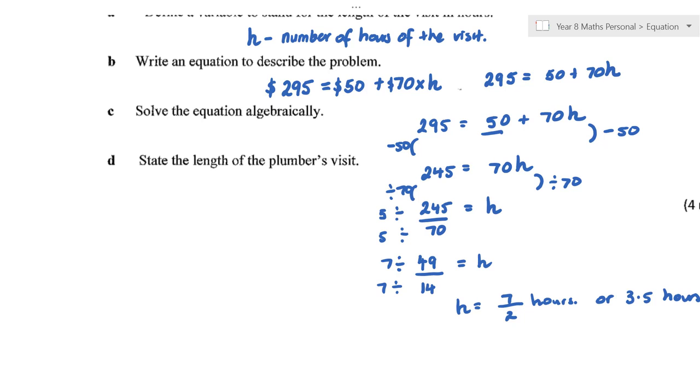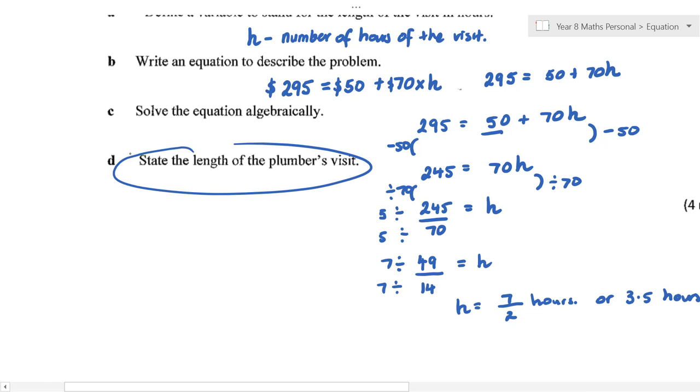All right, so now it says state the length of the plumber's visit. Well, we've just solved for H, so now we've got to answer the question. How long was the plumber there? 3.5 hours. Now, girls, as you can see, this is exactly the same stuff that we've been doing. It's just that you've got to turn those words into equations and solve them.